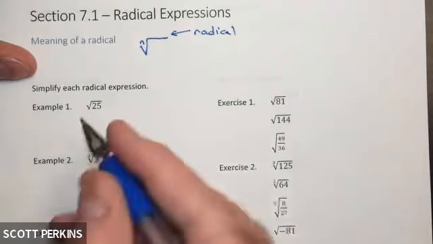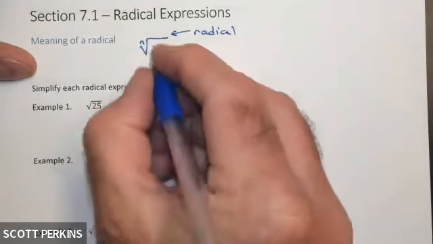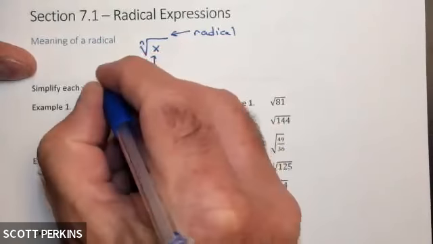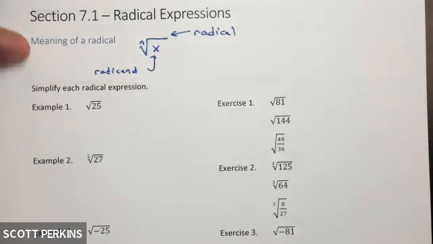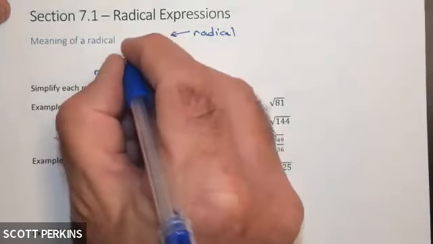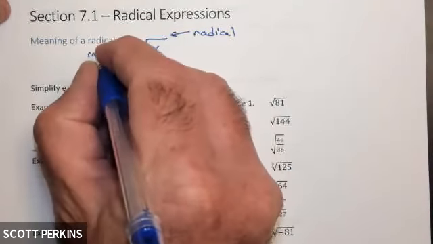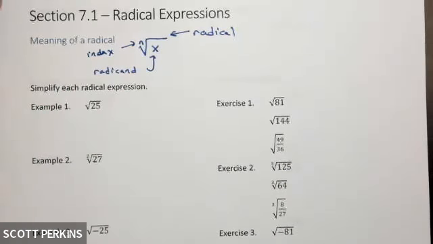When you have something under the radical, let me just draw an X for lack of anything more creative to put there, when you have something under the radical, that's called the radicand. It's a fun word to say. And then that number that is in the basket of the radical, that is called the index of the radical. And it's giving you some specific information on what you're going to do.